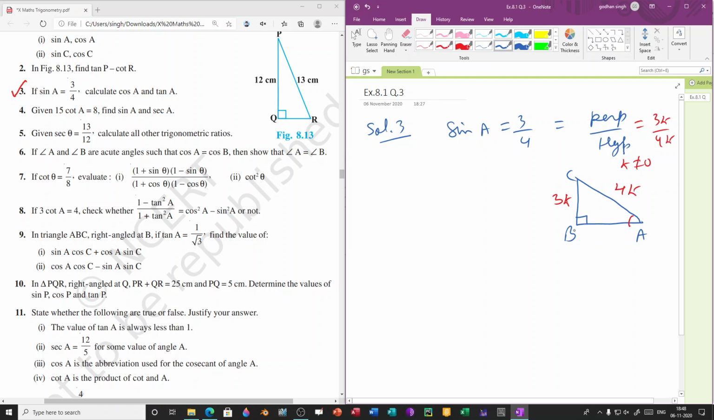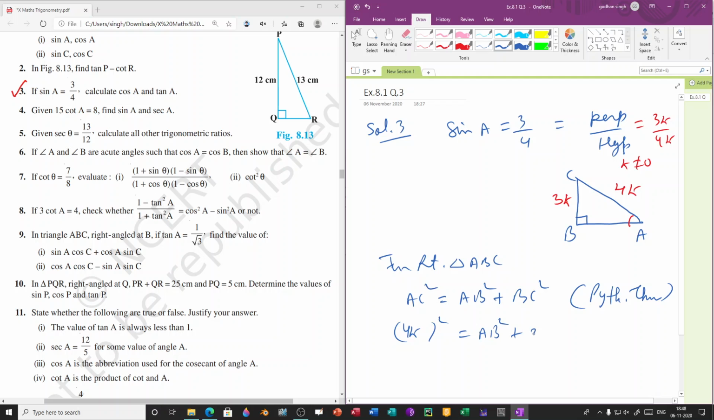So now let us continue with this one. First of all, we'll find the value of AB using Pythagoras theorem. So in right triangle ABC, applying Pythagoras theorem, what we'll be getting is AC square equal to AB square plus BC square. AC is 4k, so 4k whole square equal to AB square. AB is not known to us, so we will write it as it is, plus BC square. BC is 3k, so 3k whole square.